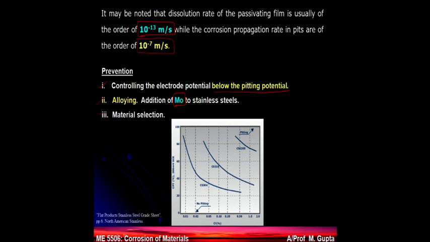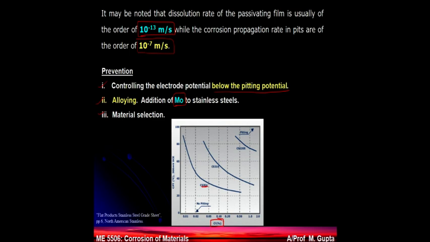For material selection, you will see this kind of graph which is available. If you do a simple literature search, you can easily find it. If you see, on the y-axis is the temperature in degrees centigrade, and the x-axis is the amount of chlorine in the solution, and this is a typical 304 stainless steel.